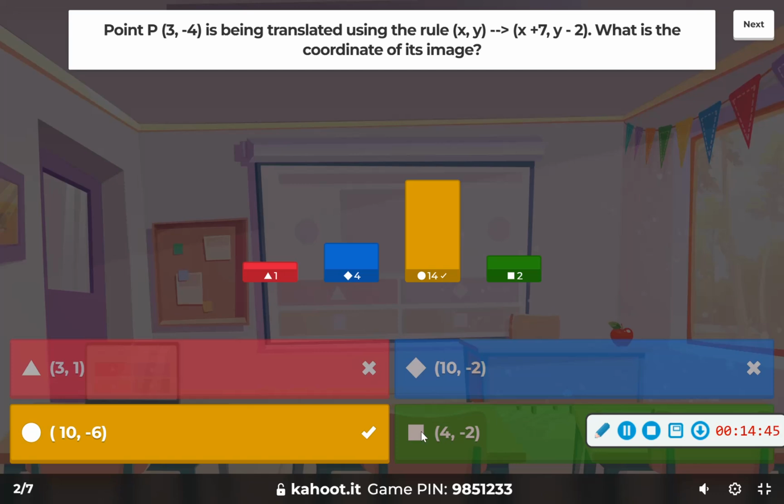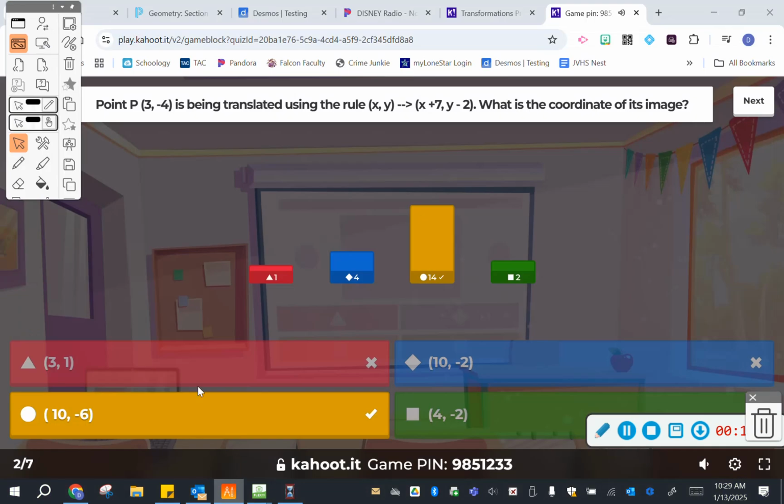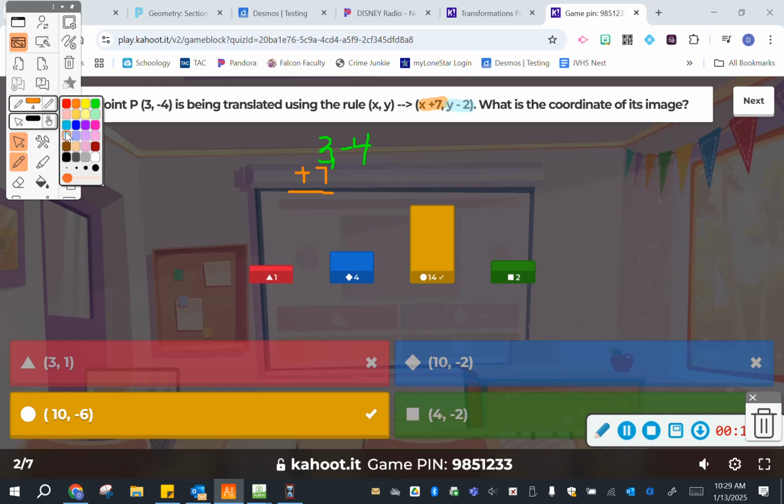Okay, so we're confused on this one? Definitely need to go over this one. So if you have the point 3, -4, what is the rule telling you to do? Add 7 to what? To my x. So I'm going to add 7 to x, and what is it telling me to do to my y? Subtract 2 from my y. So I'm going to minus 2 from the y.